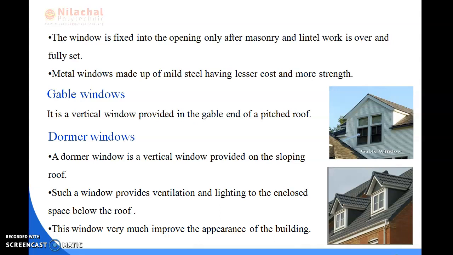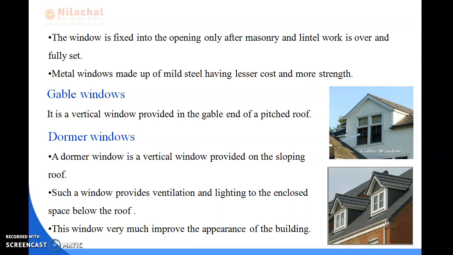Next we will discuss gable windows. Here you can see images of gable windows. It is a vertical window provided in the gable end of a pitched roof.